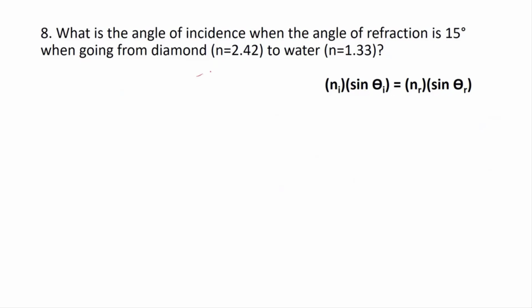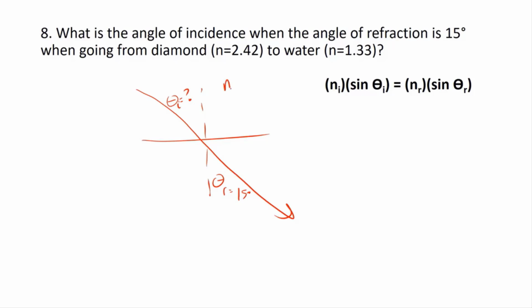Okay, what's the angle of incidence when the angle of refraction is 15 degrees? So I'm just going to draw this picture again. I'm going to draw just a line through. My angle of incidence is unknown. The angle of refraction is 15 degrees. I'm going from this side, the Ni, the incident side is 2.42, and I'm going into a refracted medium, a new medium, where it's going to bend, and the index of refraction here is 1.33.